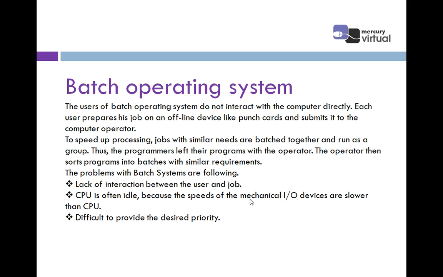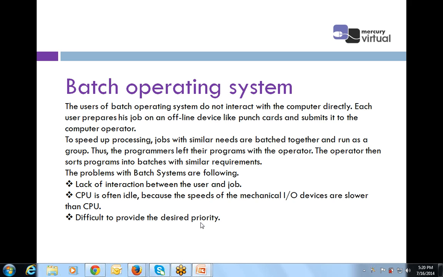Last point says it is very difficult to provide the desired priority. Means it is very difficult to decide which process comes first in the batch, because as I told you, batch means collection of different groups, collection of different persons, collection of different users. So it is very difficult to decide which user will go first, which user will execute a program first, and then next, then next, then next. So it is very difficult to provide the desired priority to the different users.